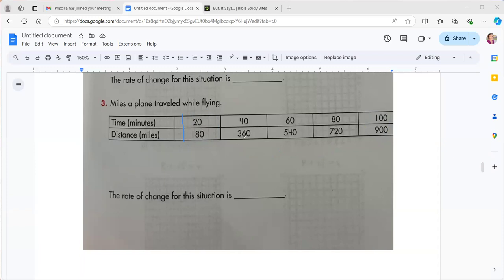If we take that 180, 180, 180 and go backwards, we started at 0 and 0. So on the top line, we're adding 20. On the bottom line, we're adding 180. So extra point here. What's the unit rate?